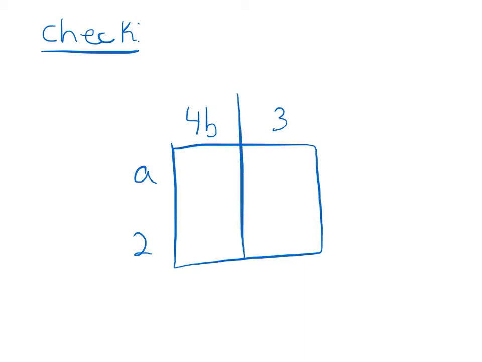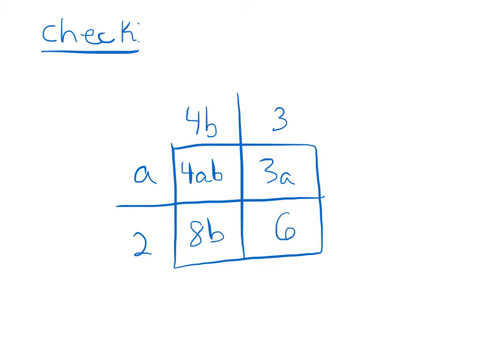Okay, so if I multiply these, 4b times a would be 4ab. 3 times a would be 3a. 4b times 2 would be 8b. And then 3 times 2 would be 6. Okay. Do I have any like terms in this? And the answer is no, there are no like terms.